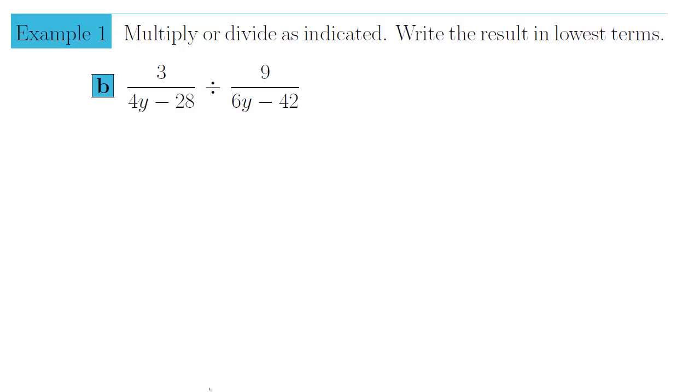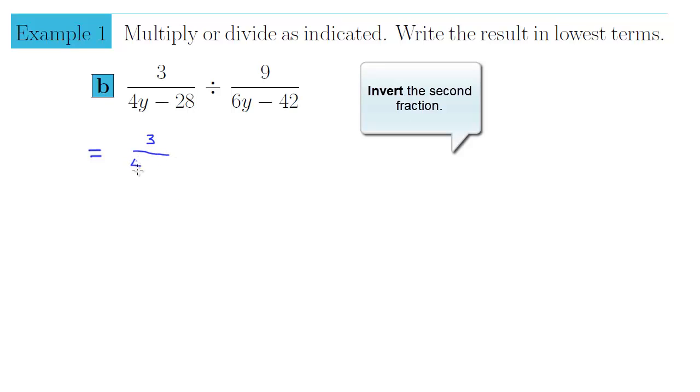Example 1b, multiply or divide as indicated. Write the result in lowest terms. 3 over 4y minus 28 divided by 9 over 6y minus 42. So recall our first step is to invert the second fraction. That is, rewrite this division problem as a multiplication problem.